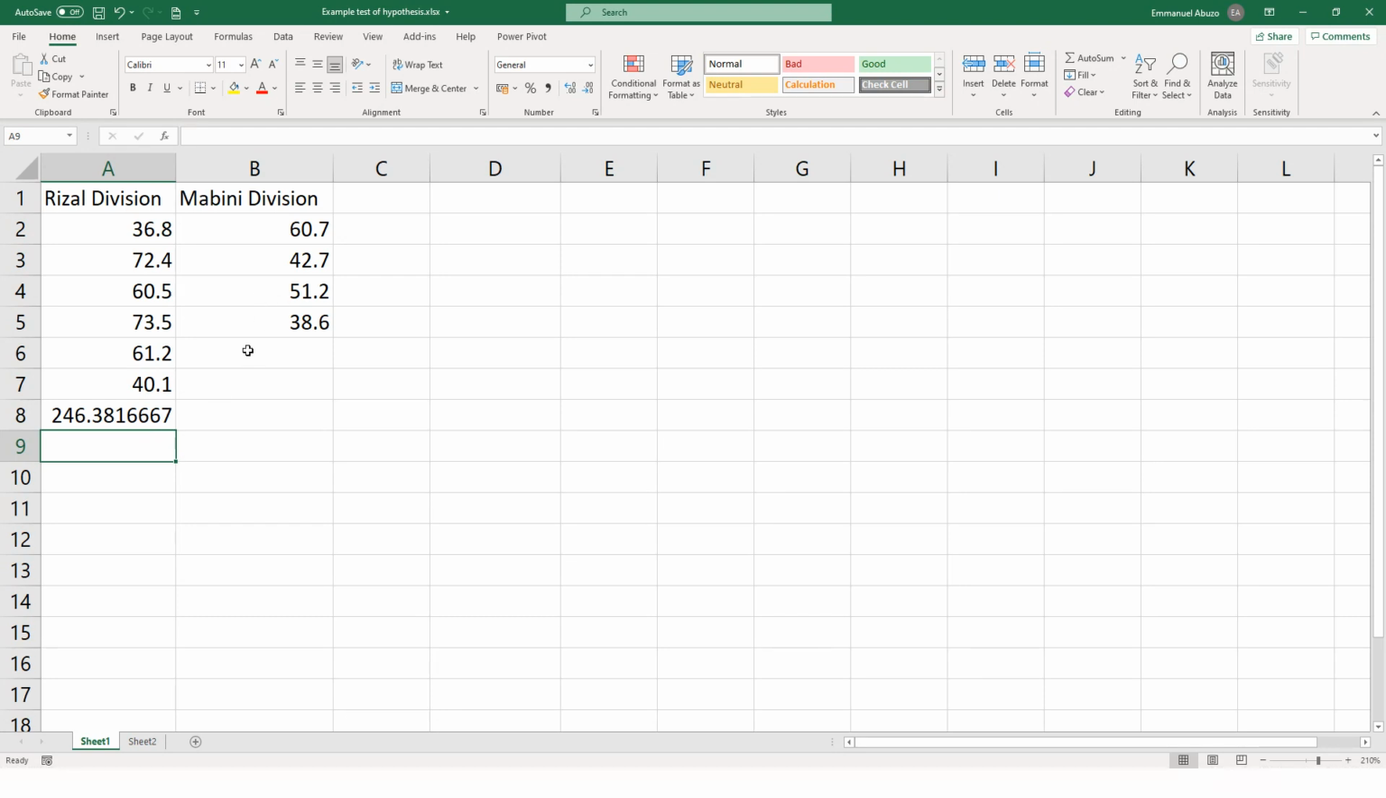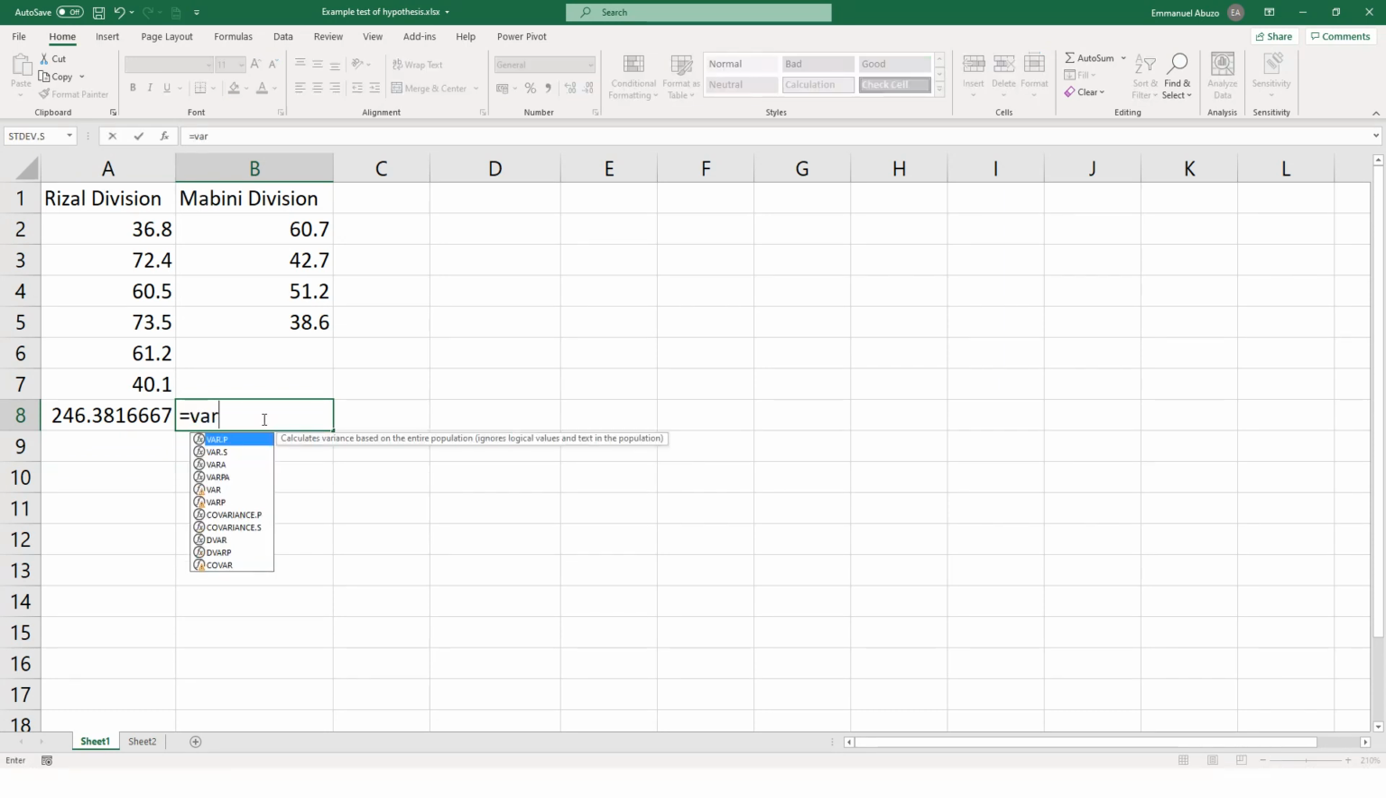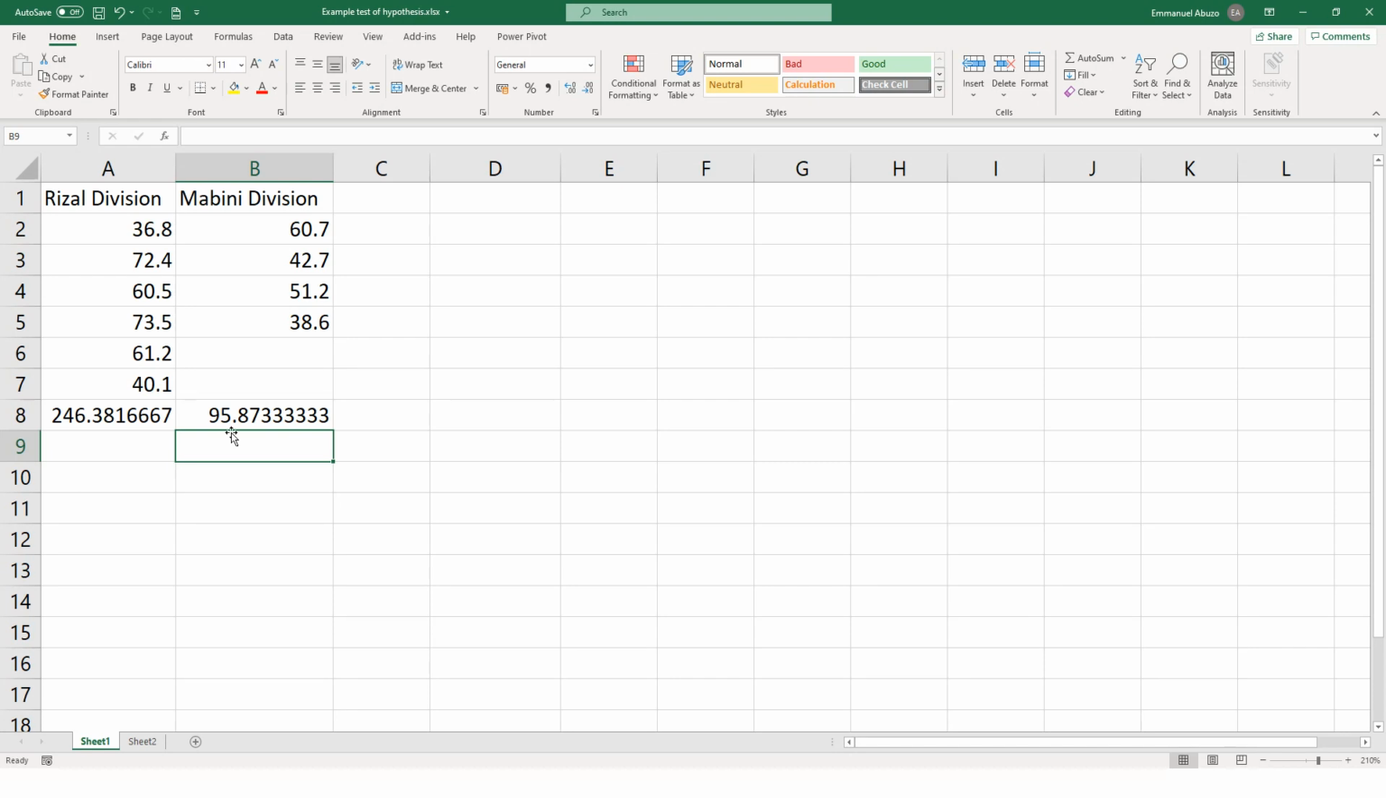So the variance for the Rizal division is equal to 246.38166667, while the variance of the Mabini division is equal to 95.8733 and so on. Now take note that in getting the F value, we are going to get the ratio between these two numbers.